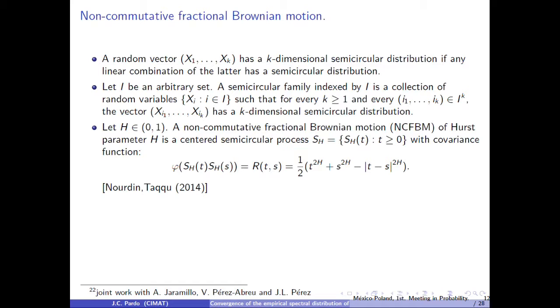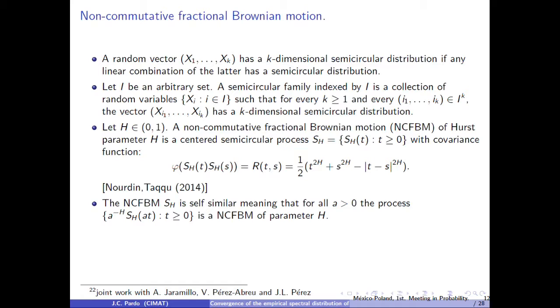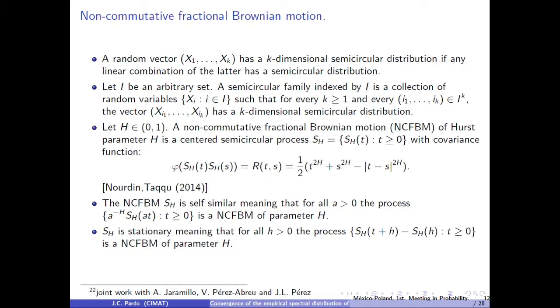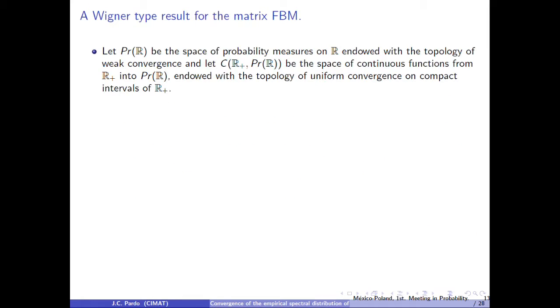This process is self-similar, meaning that it is a non-commutative fractional Brownian motion with the same parameter. And this process is stationary, meaning that if you take the increments, they will have the same distribution as a non-commutative fractional Brownian motion of parameter h. So the result is very similar to the result presented this morning by Jacek.